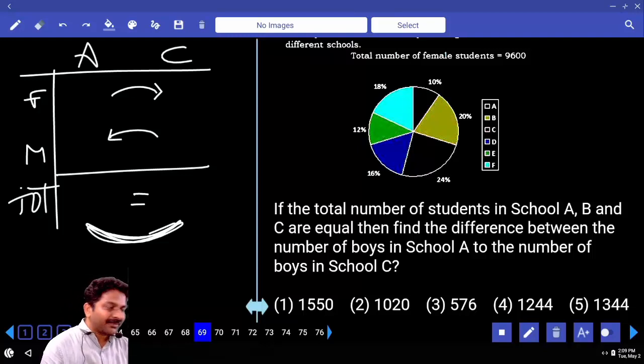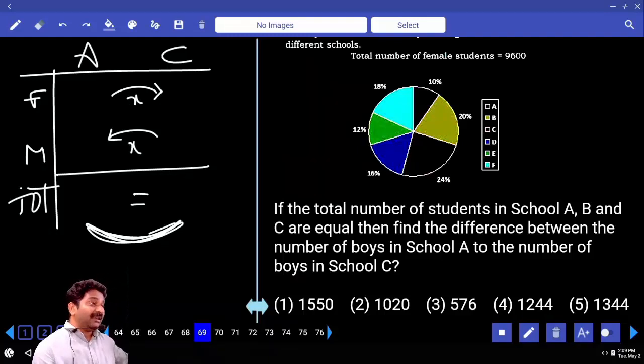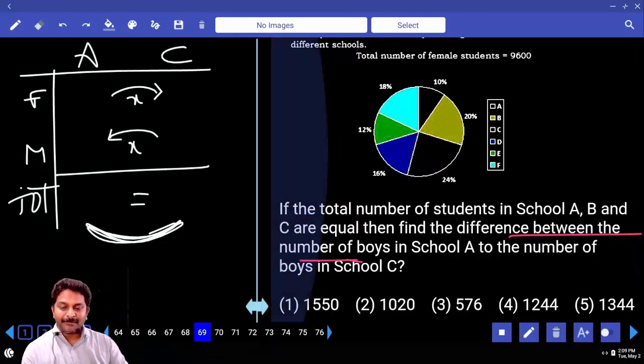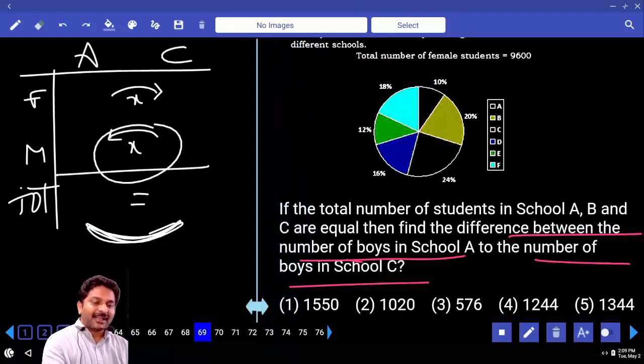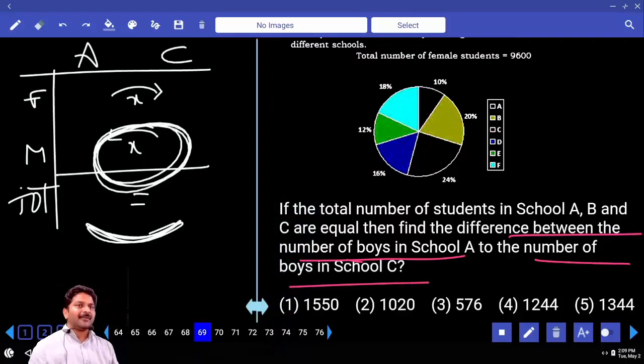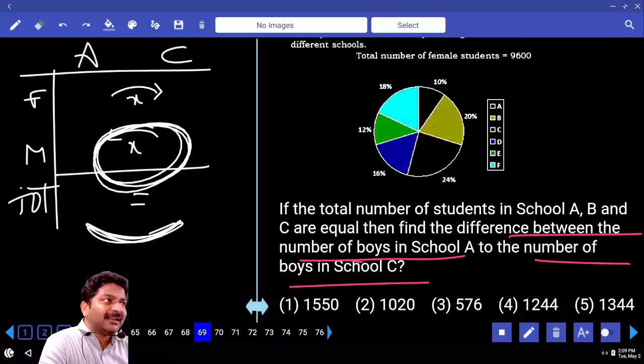A. Yes or no? If X female are more in school C, there must be X male more in school A. That means difference of female or difference of male, both should be the same. The question is about the difference between boys in school A and boys in school C. We were asked to calculate the difference of male or boys in A and C. That must be equal to the difference of female in A and C, right?